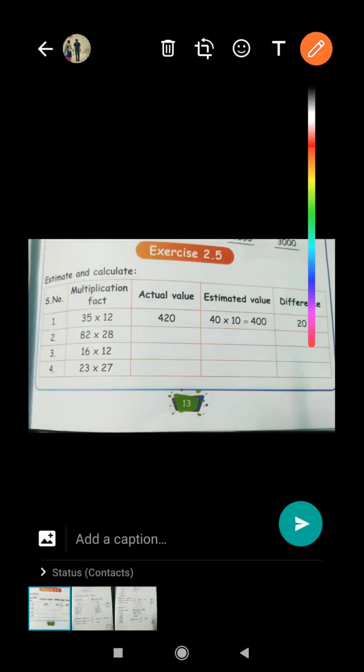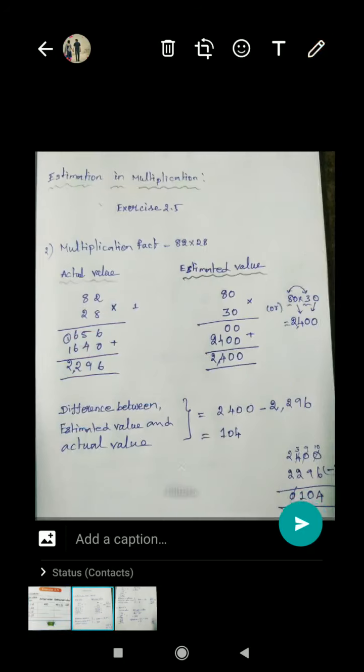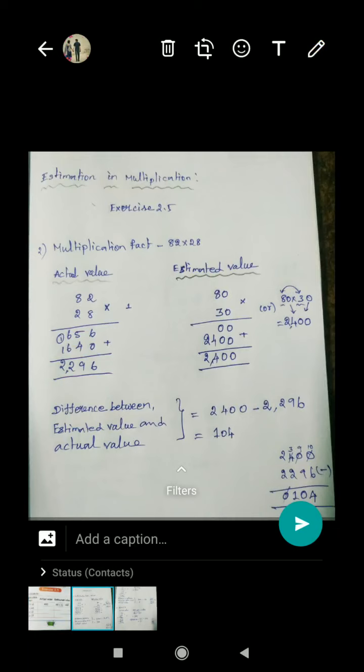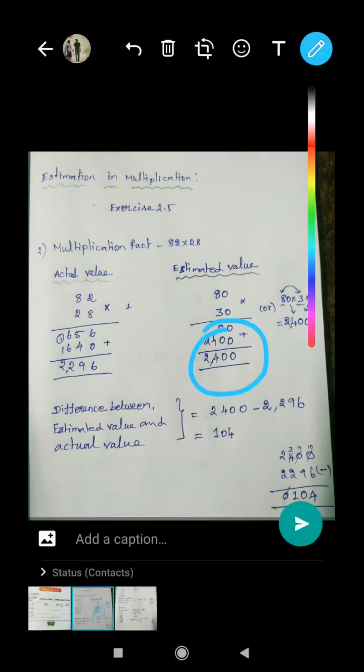Then they are asking the difference. Okay, so the difference between the estimated value and the actual value, you have to write the bigger number first. So here, which one is the bigger number? The estimated value is the bigger number, the actual value is the smaller number. Okay, so 2400 minus 2296 equals 104.